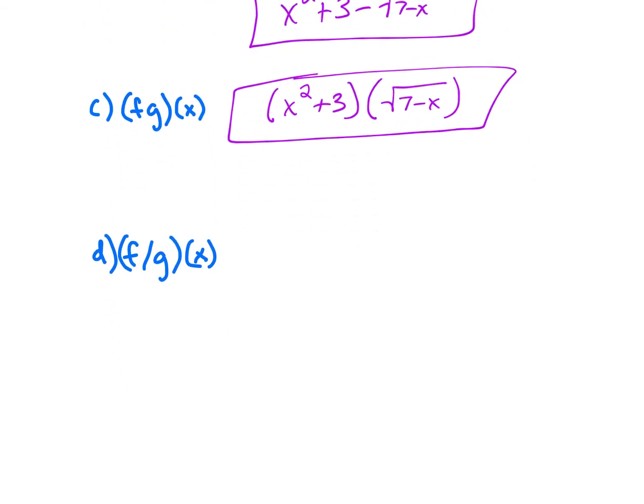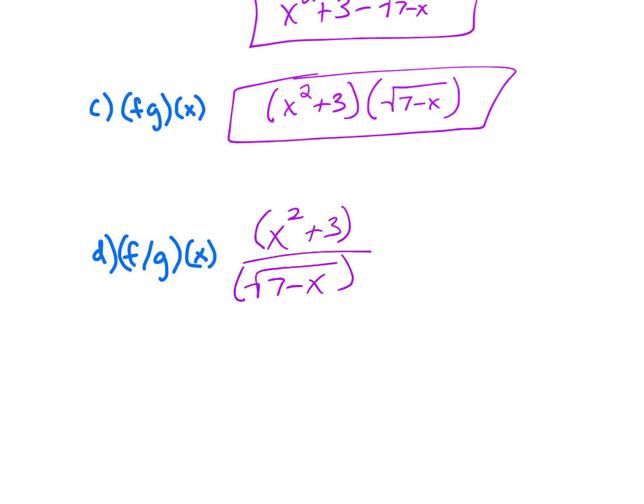All right, if we are dividing, I have x squared plus 3 divided by the square root of 7 minus x. Can I do anything here? No. Remember, x squared plus 3 is together. Square root of 7 minus x is together. You can't cancel numerator and denominator when they're together like that.